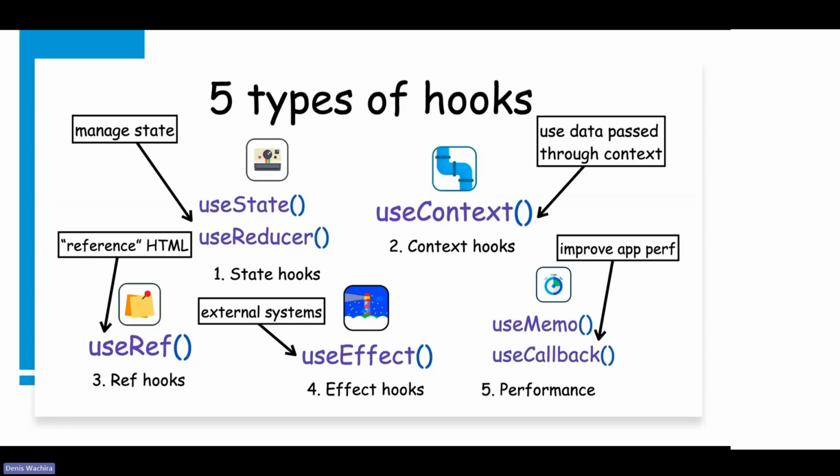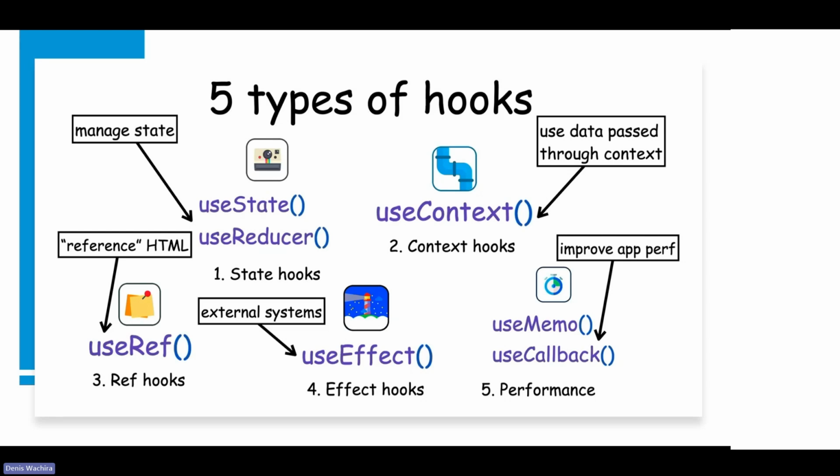We have useMemo and useCallback. So they are used to improve the performance of your React application by maybe caching the data that you're frequently using, to avoid so much recomputing of that data. So we will be talking about these 5 types of hooks in React. And the most basic one that we'll be starting with is managing state using useState and useReducer. Then we move further.